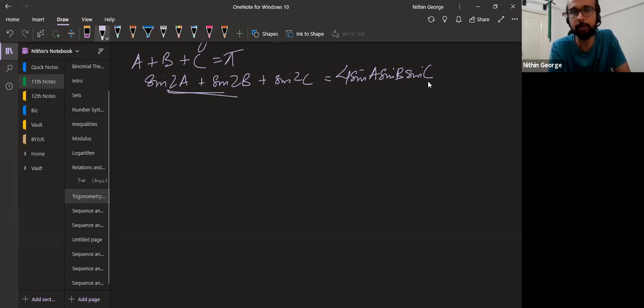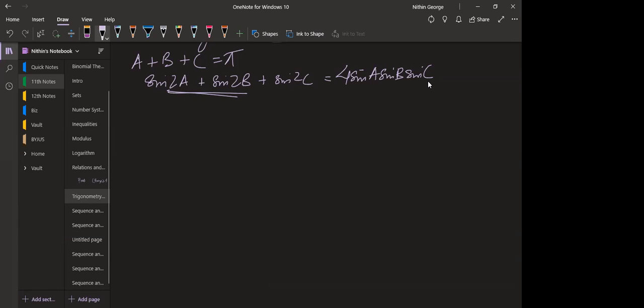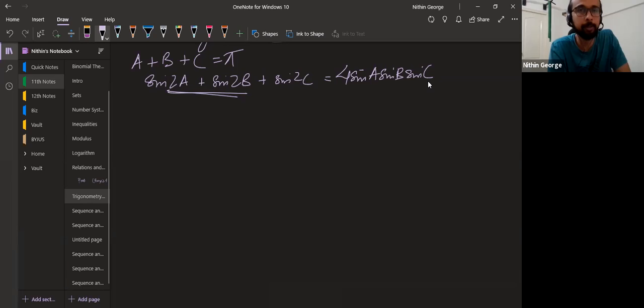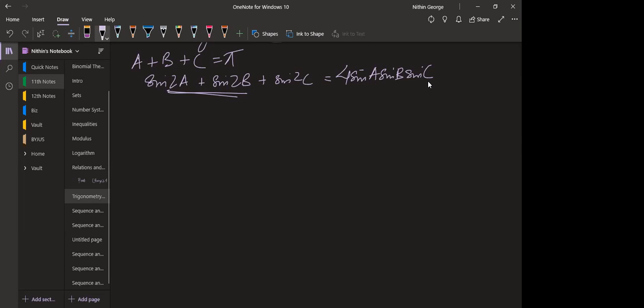So do we write A is equal to pi minus B plus C? Yeah, you will be using things like that. Like A plus B is equal to pi minus C, C is equal to pi minus A plus B. You can use any of that. So yes, to answer you, you'll be using that. All right.